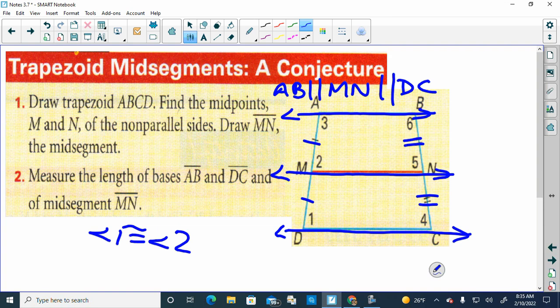What would I know about 2 and 3? They add equal 180. So angle 2 plus angle 3 adds equal 180, because this would be like the triangle if I could cover up that bottom part. These would be same side interior, so they add equal 180. What would you know about 1 and 3?